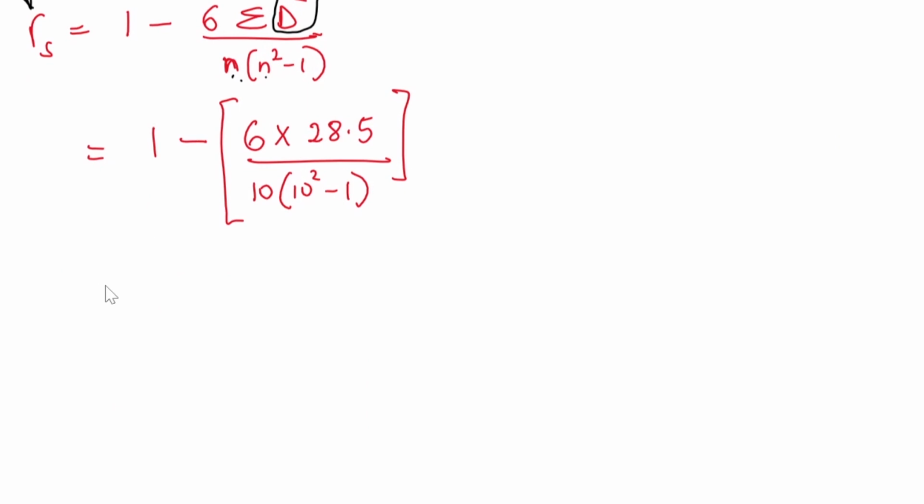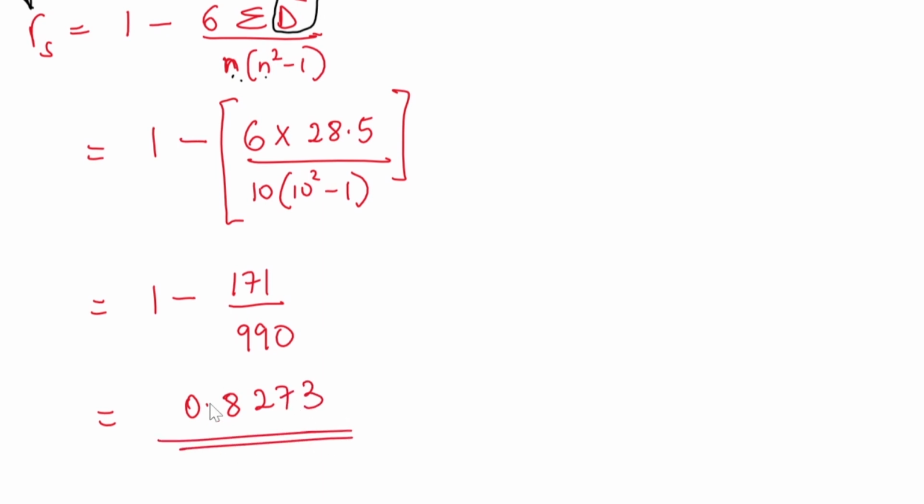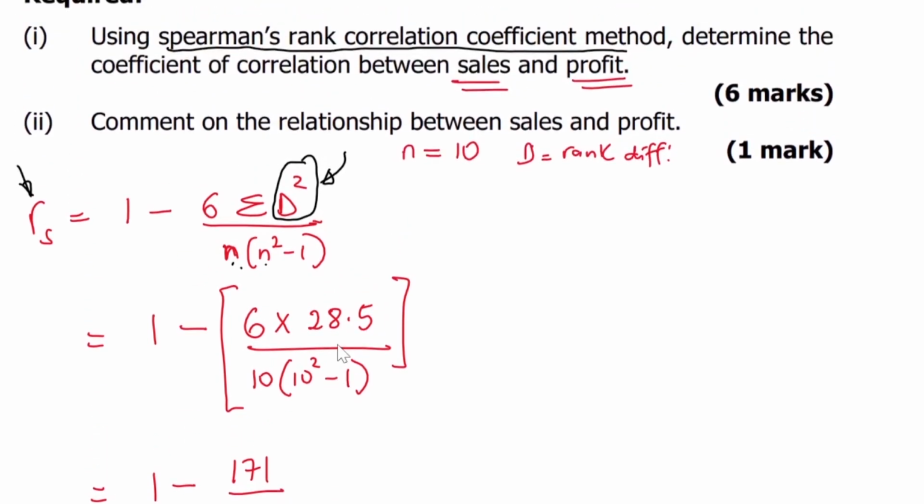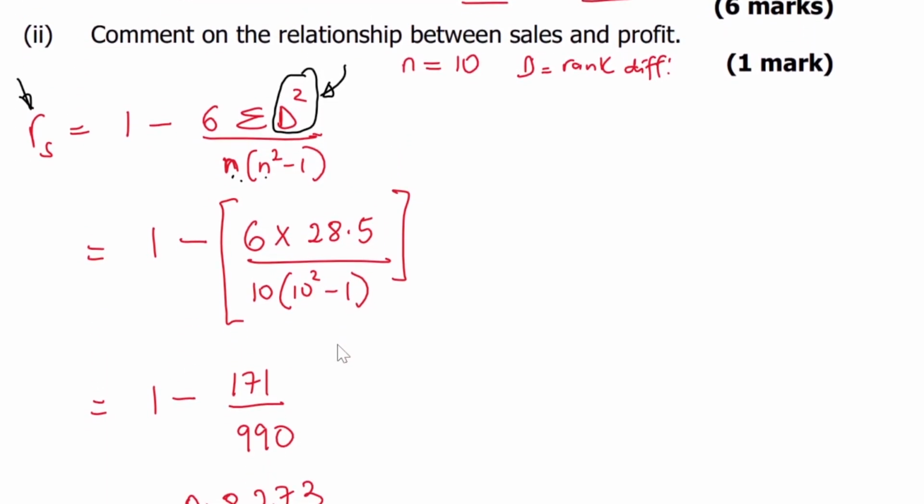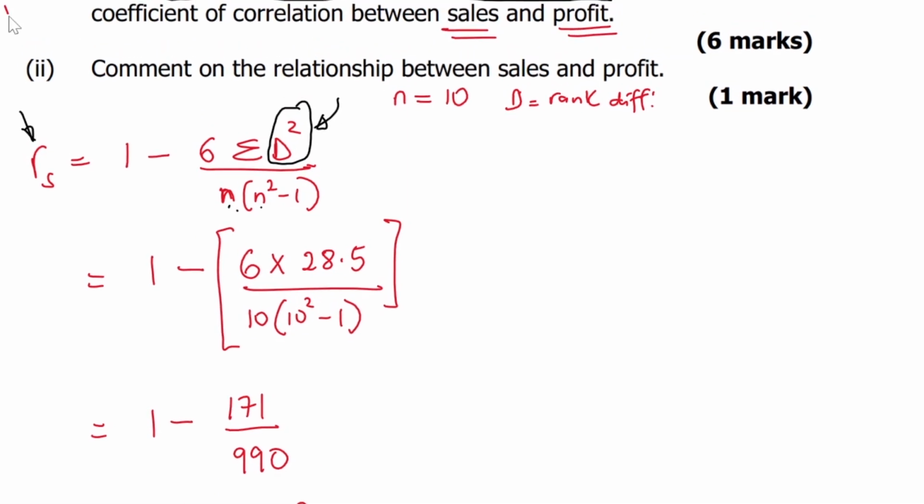And so what do we have here? It's going to become 1 minus, now whatever is inside that bracket is going to give us 171. Divide that by 990. And what do we end up with? We end up with 0.8273. So 0.8273 becomes our rank correlation coefficient, our Spearman's rank correlation coefficient. So we've finished Roman 1.